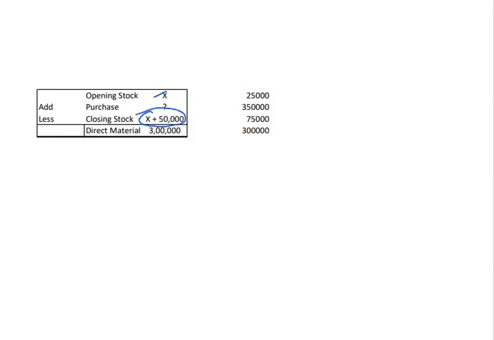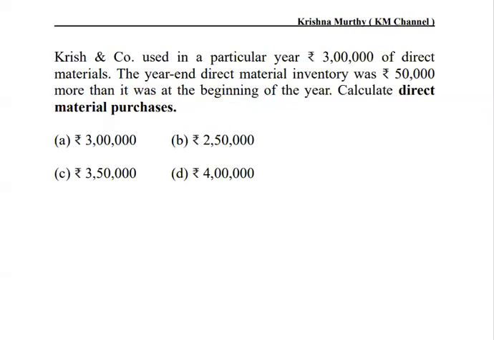And direct material is given 3 lakhs. We need to solve this sum. X plus purchase minus closing stock will be equal to 3 lakhs. The X and X will get cancelled, and therefore 50,000 will be added to 3 lakhs. Therefore, total will be 3 lakh 50,000. That will be the purchase amount. The right option here will be C, that is 3 lakh 50,000.